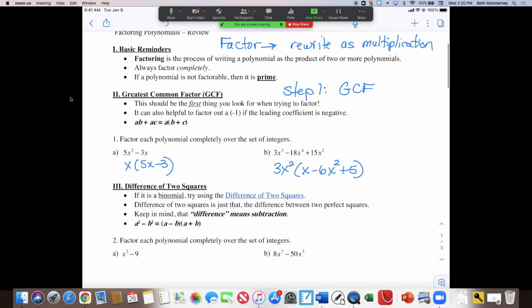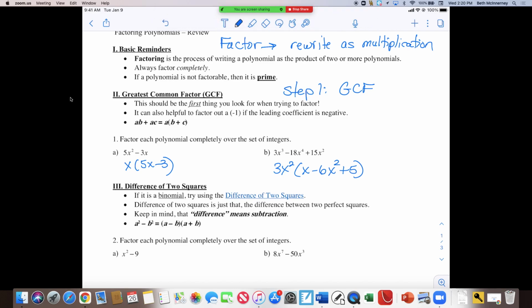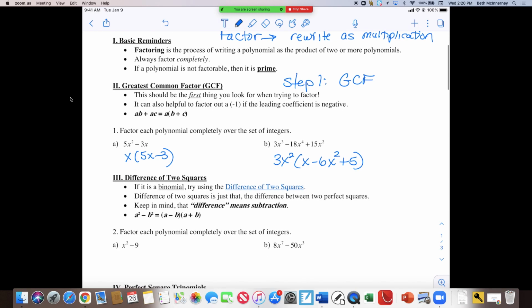All right, so recap quickly. Factoring means to rewrite it as a multiplication problem. Step 1 is always to look for a GCF. That's going to be our most common mistake. We're going to forget it.